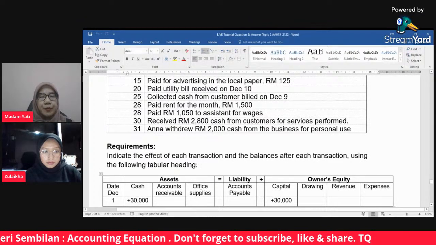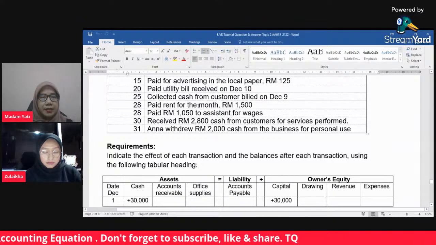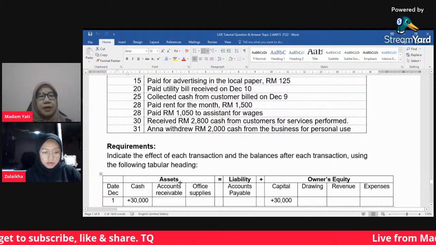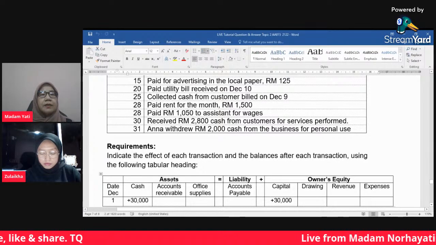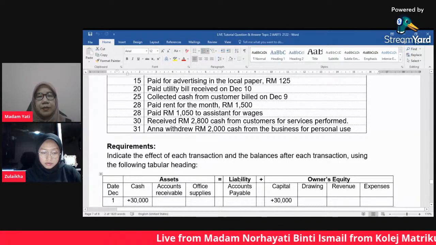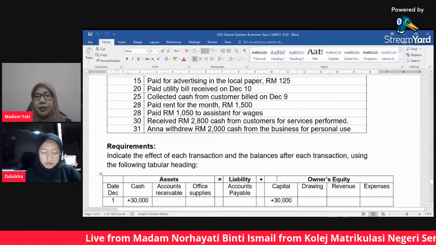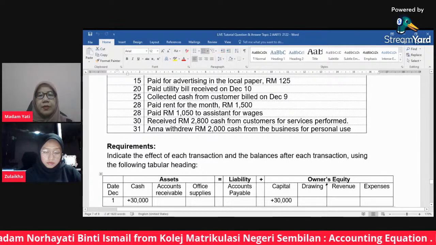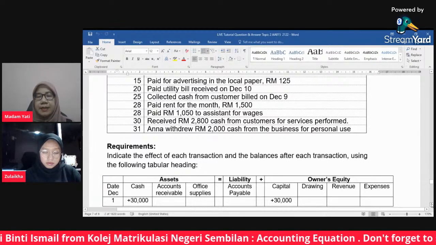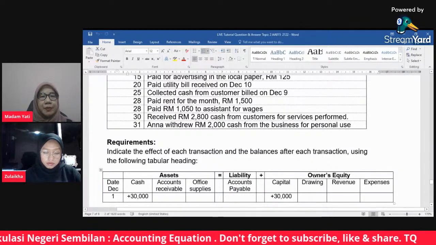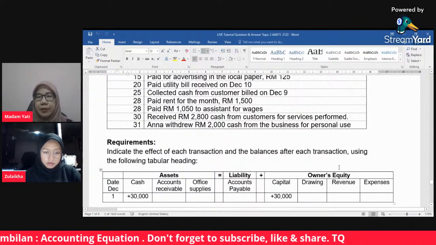Office supplies are also in the transaction. So only 3 accounts are used under asset, and one account payable under liability, and you must open 4 columns for owner's equity. When you record the transactions, you must record in order. The tabular has been given, so you just follow the tabular.